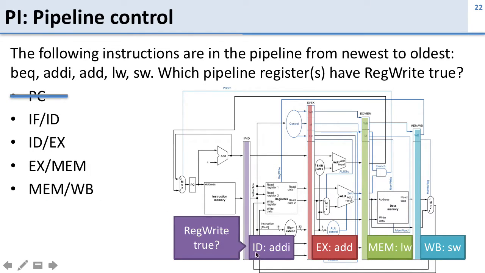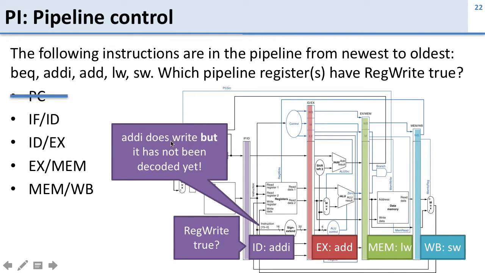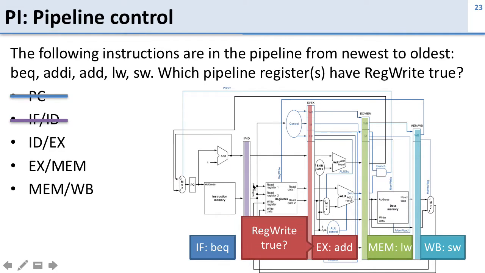Okay, let's take a look at the next one. In the instruction decode for this add I, is its reg write going to be true? Well, add I does write, so it's going to write to the register file, but it hasn't been decoded yet. So all we've got right here is just the raw instruction. We haven't gone and decoded the instruction yet. We need to go through the control logic. So this pipeline register here doesn't even have a reg write in it. So that one's not going to be true. Let's go on to the next one.